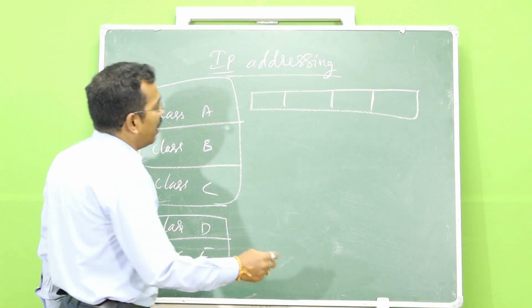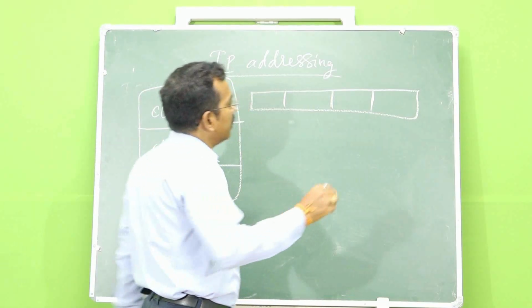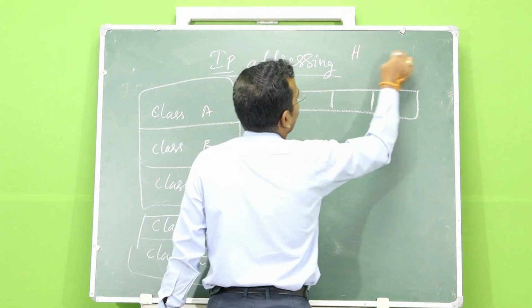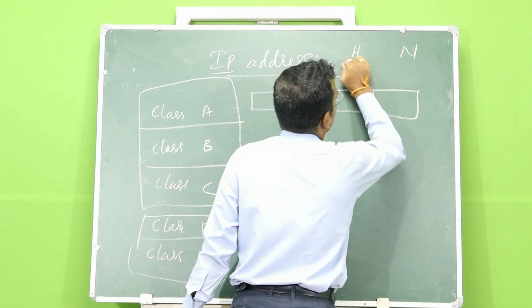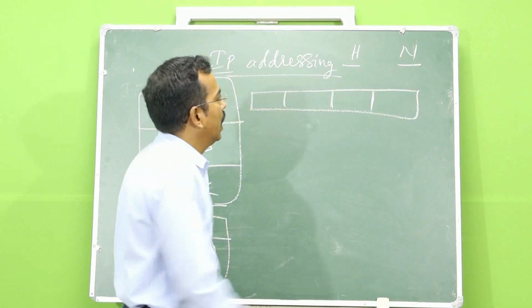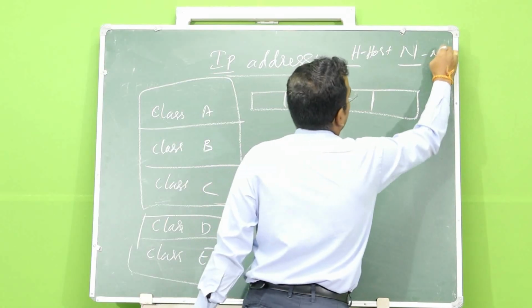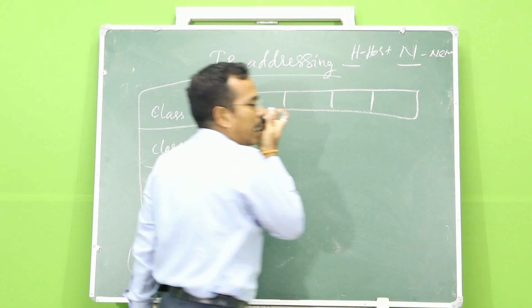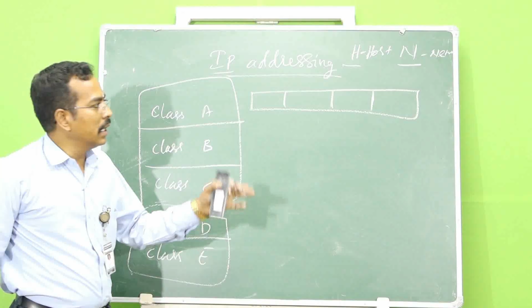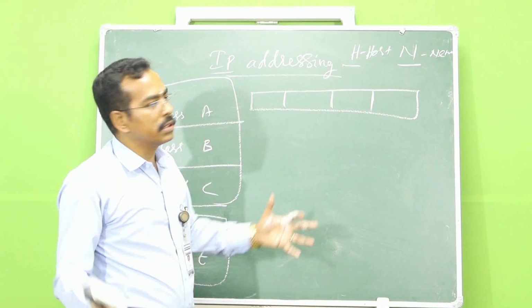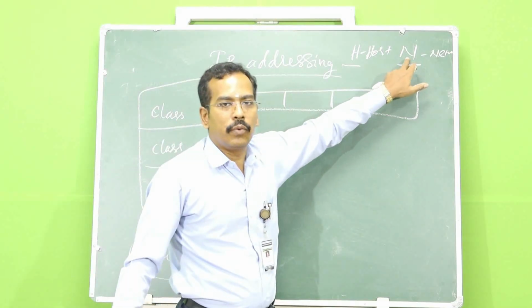Now, keep in mind that when I am dealing with IP addressing, two words will come to mind. One is called a host and the next one is called a network. H is for host, N is for network. What do you mean by host? A node will be called a host. When I group those nodes into a group, that will be called a network.